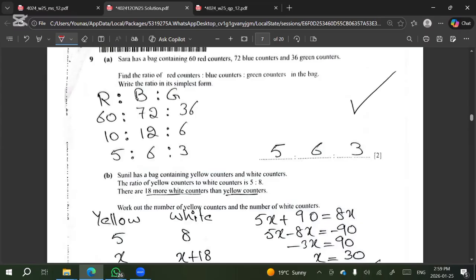So you got 10 ratio 12 ratio 6. And then again, they can all be cancelled with the table of 2. So you are left with 5 ratio 6 ratio 3. So my answer is 5 ratio 6 ratio 3. So this is how you do the A part.